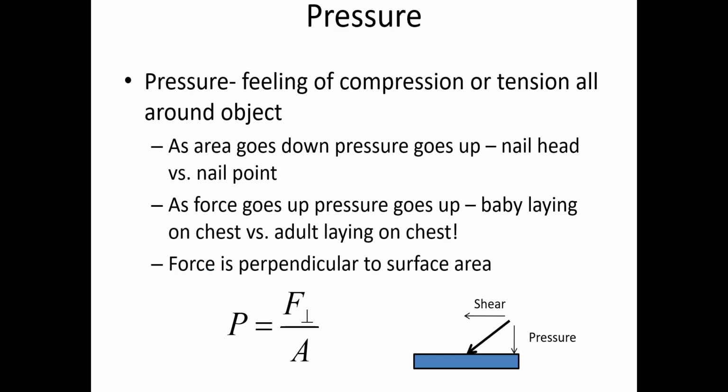So now what is pressure? Pressure is the feeling of compression or tension, and as the area goes down, pressure goes up. You already know that, because pressure is force divided by area. That's the definition of pressure. Now, when we apply pressure to an object, the pressure is the force that we apply divided by area. In this case, this will be the cross-sectional area.